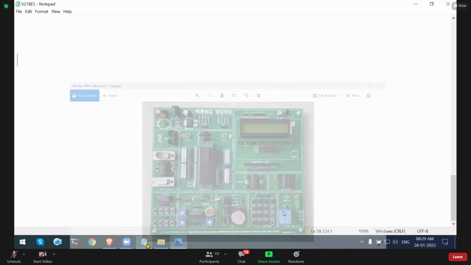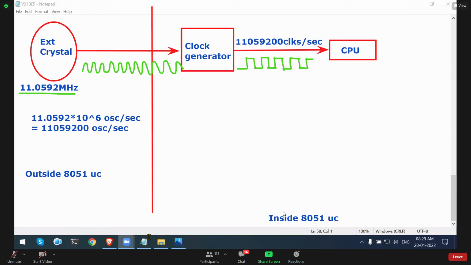Okay, so this is about the crystal. So one more point you need to understand. Whatever 8051 CPU we are using, to execute one instruction, this 8051 CPU needs minimum 12 clock pulses. Minimum 12 clock pulses are taken by the 8051 CPU to execute one instruction.